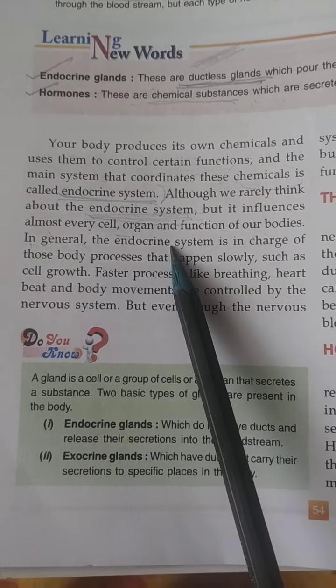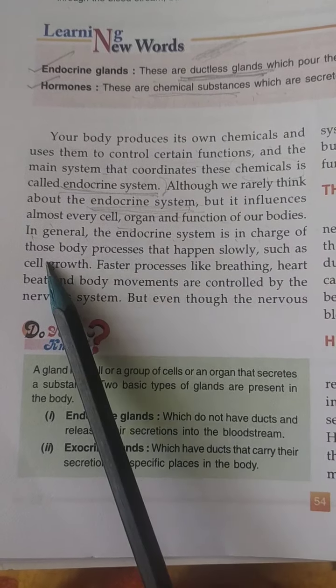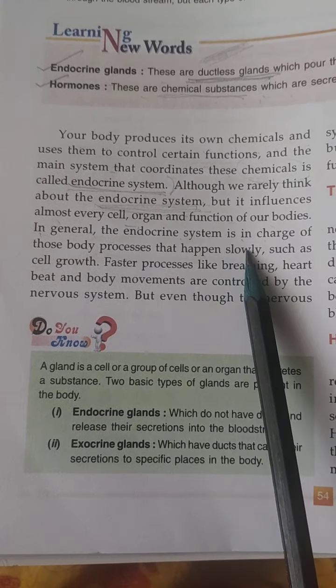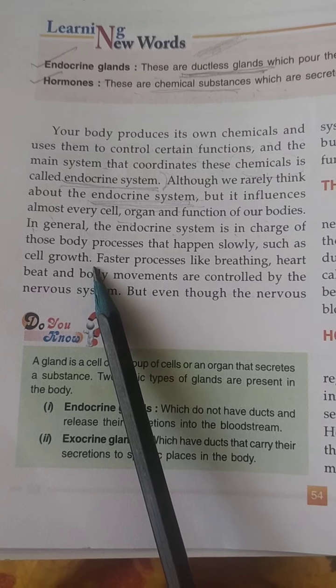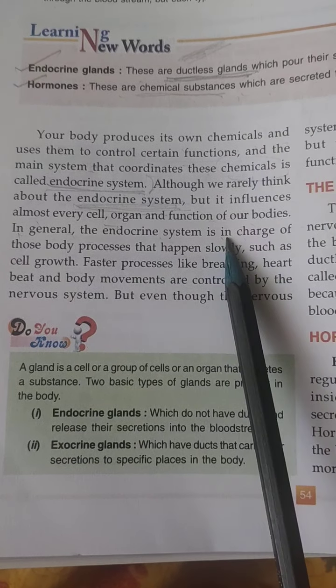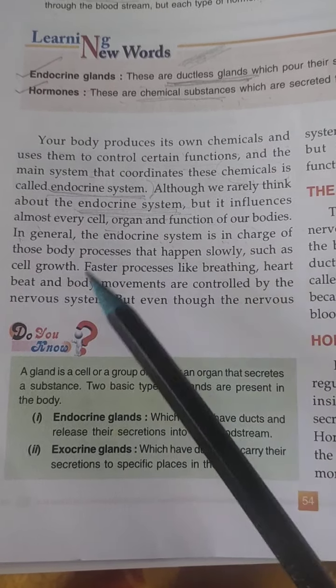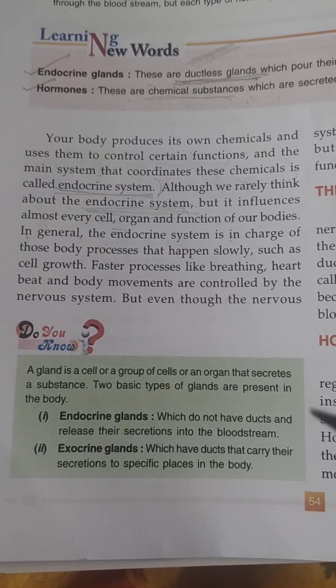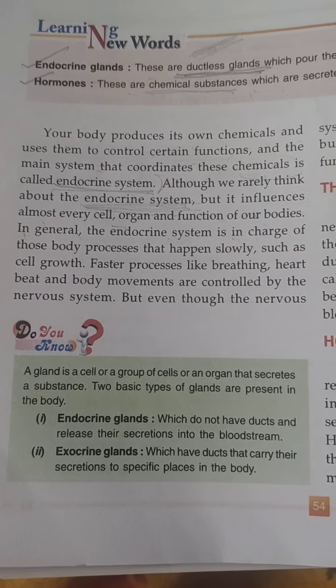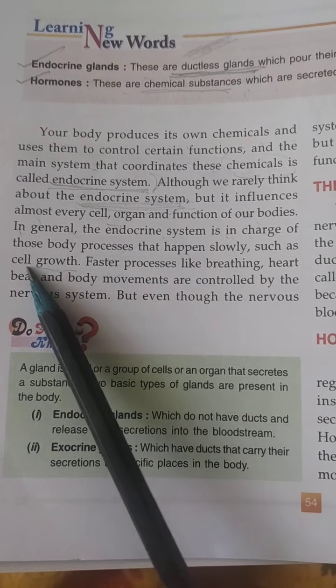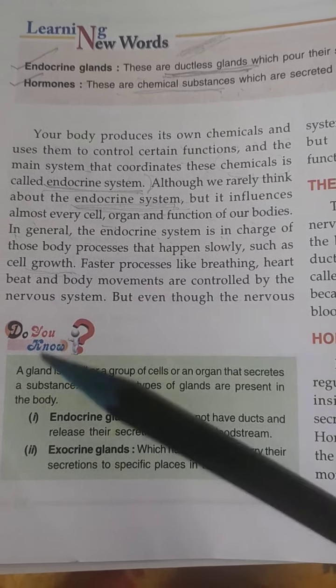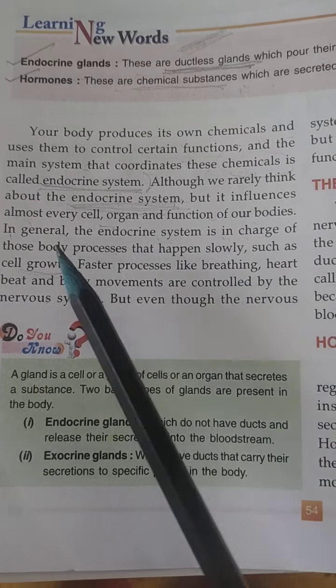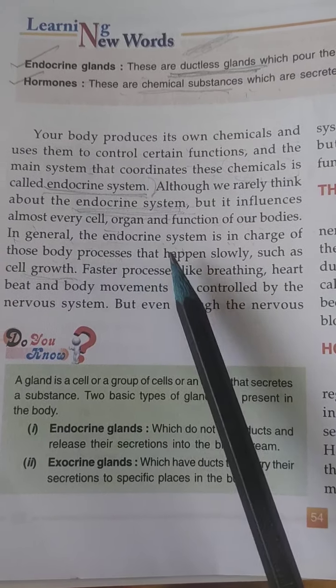In general, the endocrine system is in charge of those body processes that happen slowly, such as cell growth. जनरली एंडोक्राइन सिस्टम हमारी बॉडी में ऐसे प्रोसेसेस को कंडक्ट करता है which happen slowly, for example growth. हमारी ग्रोथ स्लोली होती है, सेल में ग्रोथ slowly होती है, so that is conducted by the endocrine system.